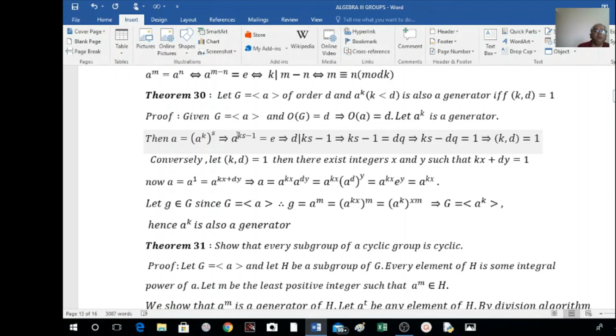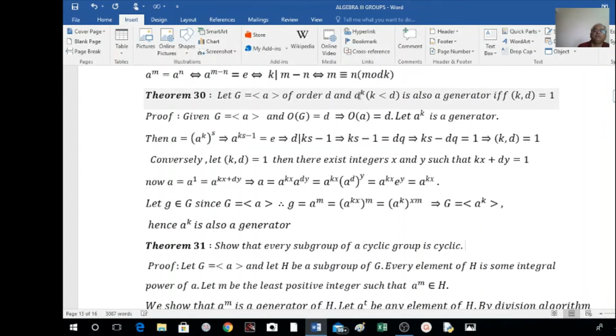I am getting a to the power of something equal to identity, which means the order of a must divide this power, that is d divides ks minus 1. If d divides ks minus 1, then ks minus 1 can be written as some integer times d, let's say dq. This implies ks minus dq is equal to 1. If you get an expression like this, then the GCD of k and d must be equal to 1, that is (k, d) = 1.